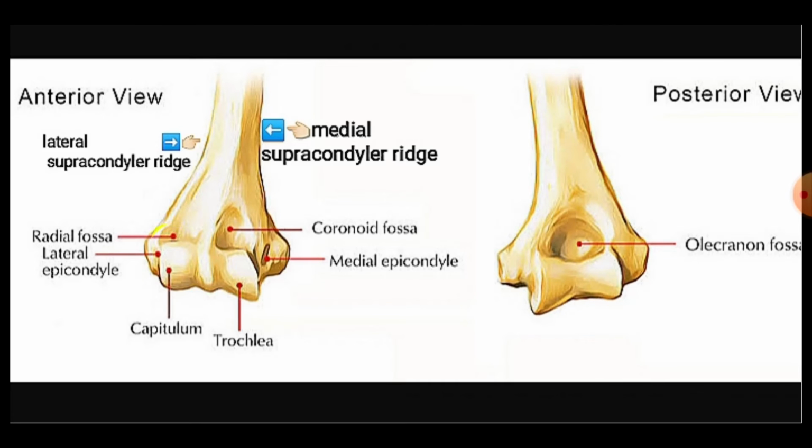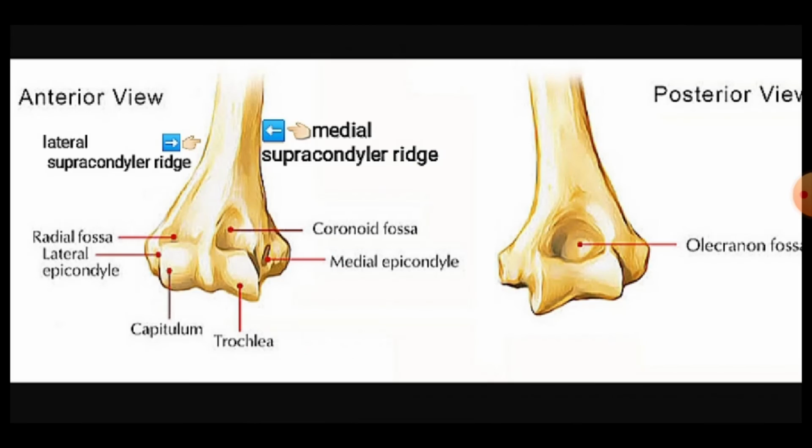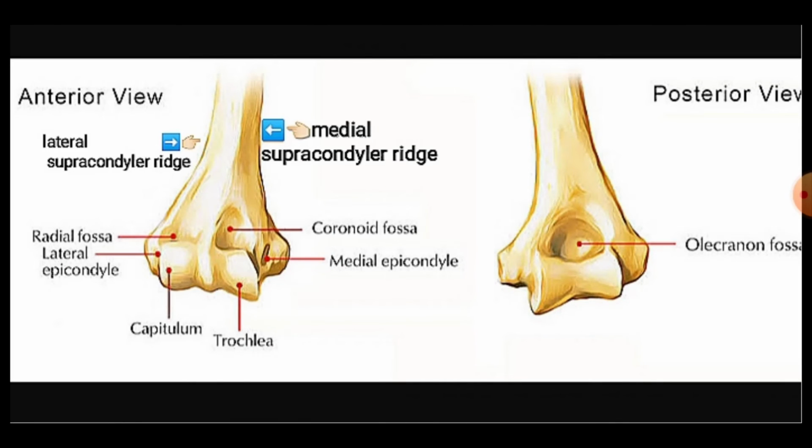This is the radial fossa. The radial fossa is a depression present just above the anterior aspect of the capitulum. It accommodates the head of the radius when the elbow is flexed. The coronoid fossa accommodates the coronoid process of the ulna when the elbow is flexed, and the radial fossa accommodates the head of the radius when the elbow is flexed.